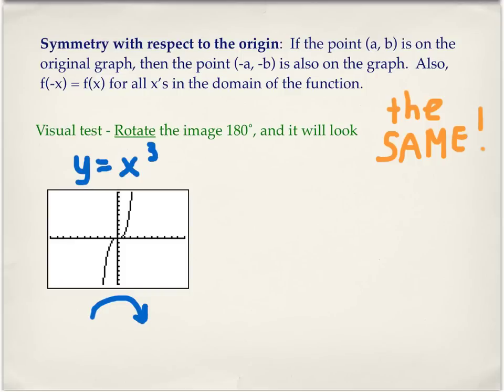For instance, we note that if it's y equals x cubed, the point (2, 8) would be on the graph. And then according to our definition here, if (2, 8) is on the graph, then (-2, -8) would be on the graph. And sure enough, we would see that it is. Okay? And then we could also use this other test as well. But by far, this is our main test, more of a visual test for this kind of symmetry.